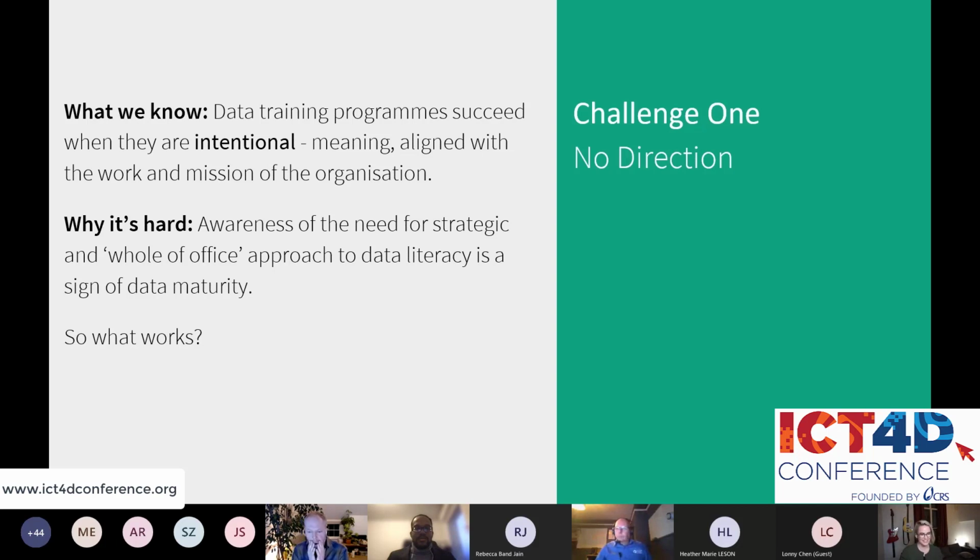Please. Just only to say, one of the big problems with the challenge of no direction is that often people are collecting as much data as they possibly can without thinking about how they're going to use it. Just because the data is accessible doesn't mean that they should.